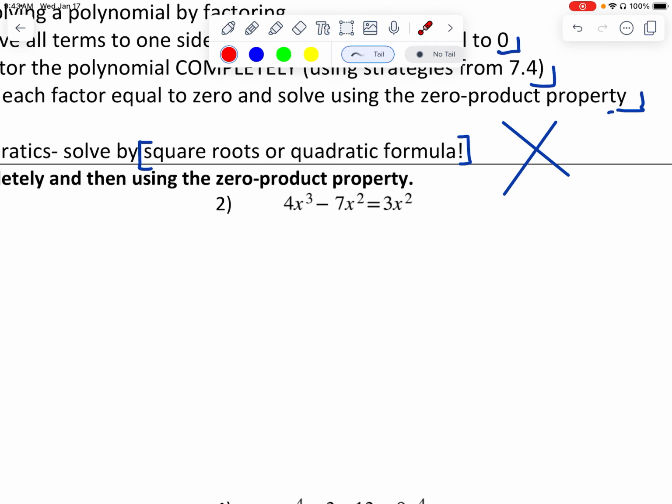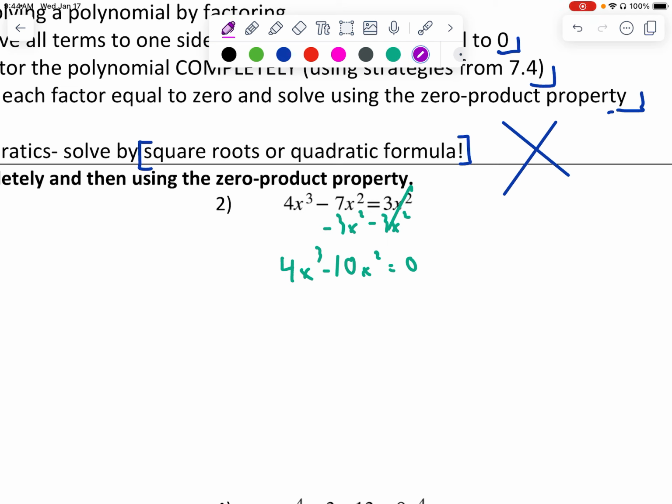Moving on to number 2 here, we have a very similar question, but our equation is not set equal to 0. We can fix that really quick though. I'm just going to subtract negative 3x squared on both sides. That'll cancel it out on the right, setting our equation equal to 0, and give us 4x cubed minus 10x squared equals 0. Now we want to go ahead and factor.